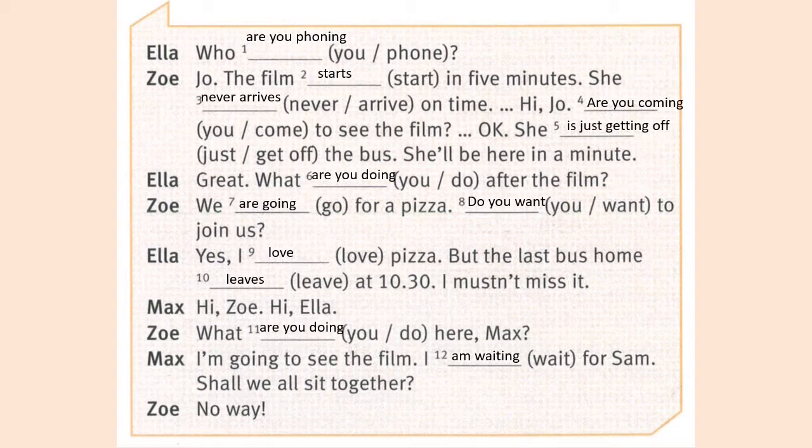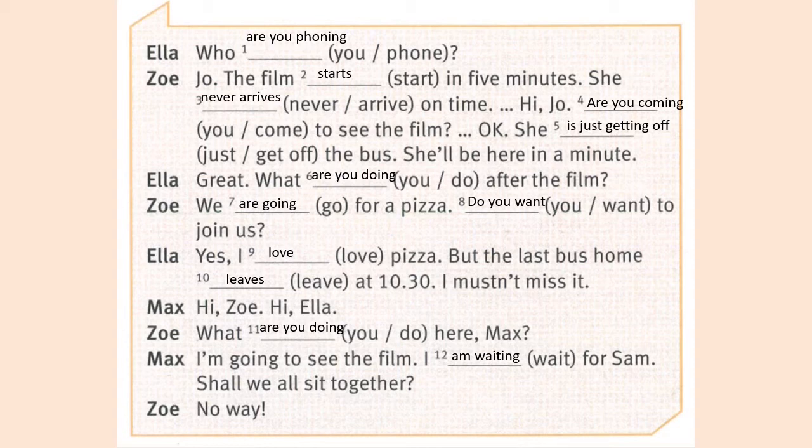Who are you phoning right now? Zoe says, Joe, the film starts in 5 minutes. Arrangement, timetable. She never arrives on time. So that is a habit. Hi, Joe. Are you coming to see the film? Right now. Okay, she's just getting off the bus. She'll be here in a minute. So number 4 and number 5, these actions are happening right now as they are speaking, so that's why you use the present continuous form.